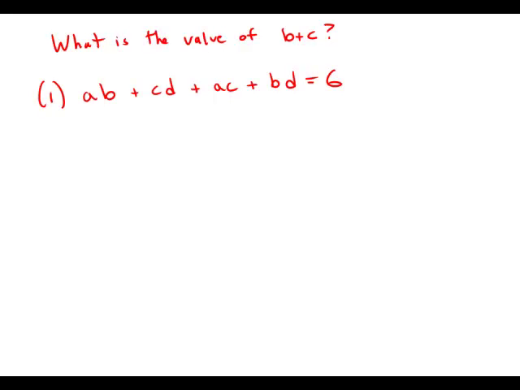What is the value of B plus C? Statement 1 tells us that AB plus CD plus AC plus BD equals 6.